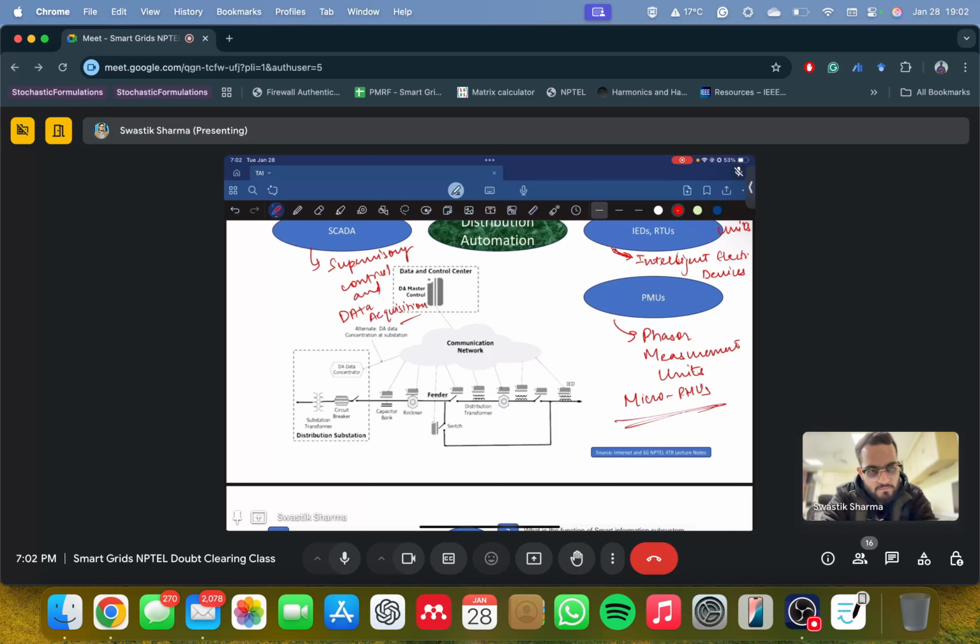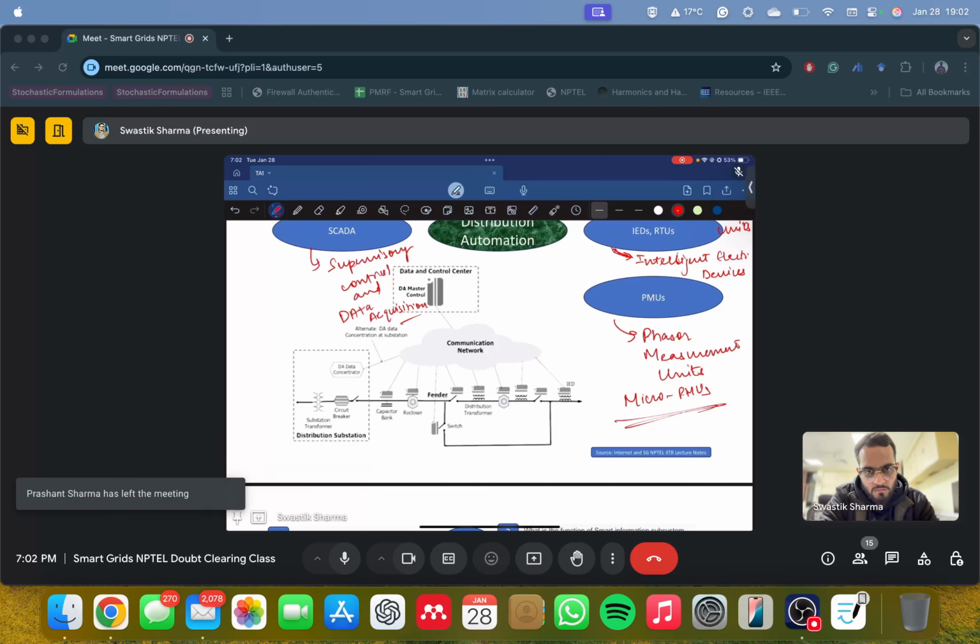There are 15, 20 different applications. You can take any relay, Siemens, ABB, they have multiple applications in it. Those are known as IEDs, which have multifunction communication capabilities. They are intelligent in their own sense, and they can even adapt to changes in the settings if need be, based on system configuration. That has a different application. A PMU has a different role altogether.